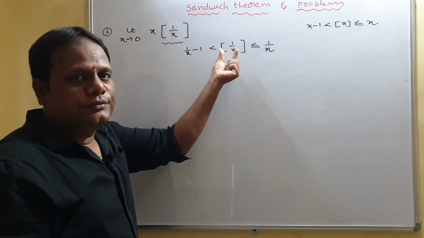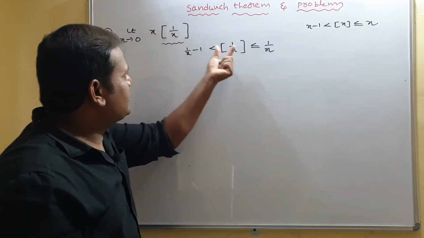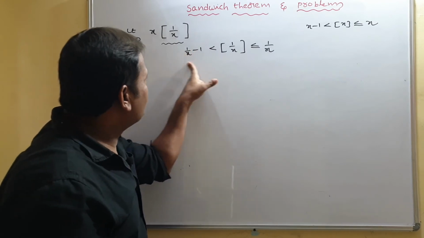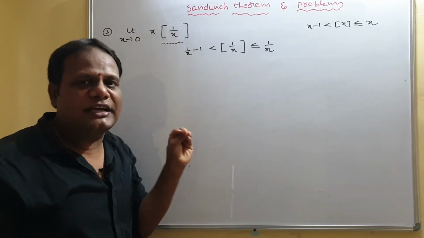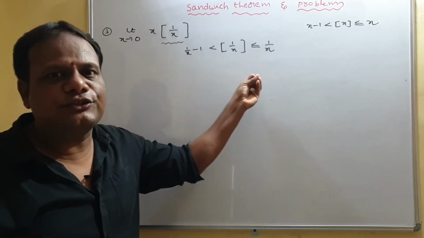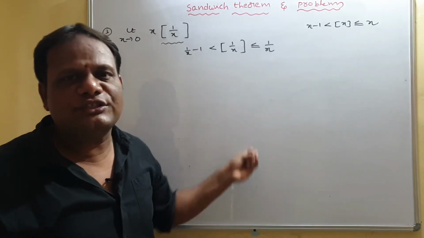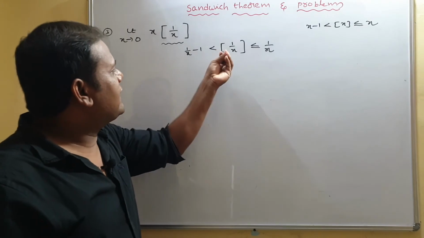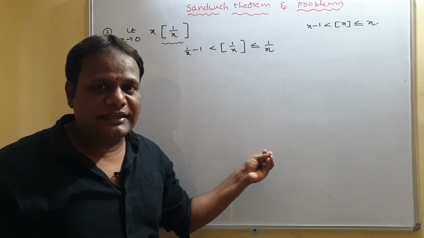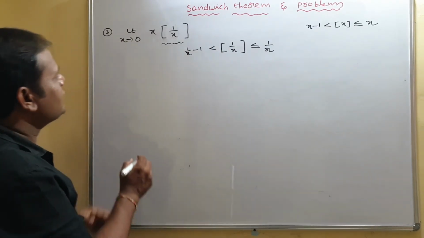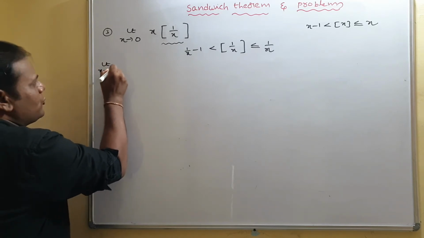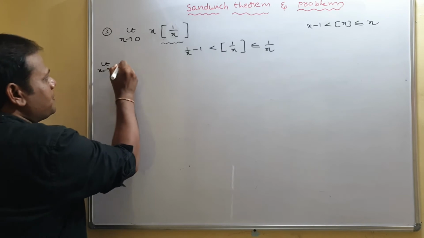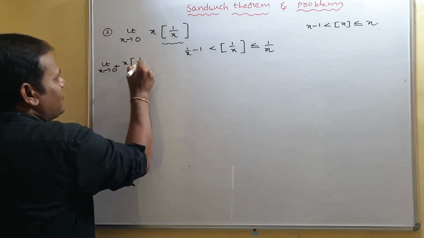Now here you have to take the required function in the middle. Is it? So you have to multiply this with what? x. But here the important thing is, if x is positive, it's not a problem. There is no change in the inequality sign. But if x is negative, the inequality sign changes. Is it? So here I am going to find the right limit and left limit. So first I am going to take limit as x tends to 0 plus of x into floor of 1 by x.